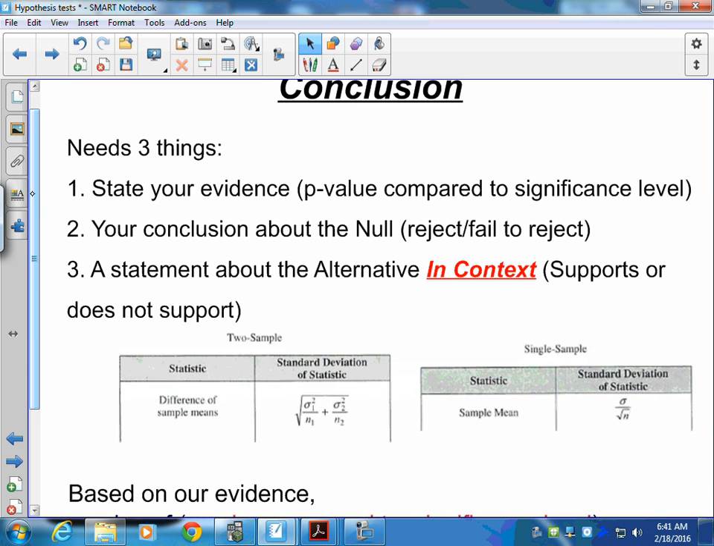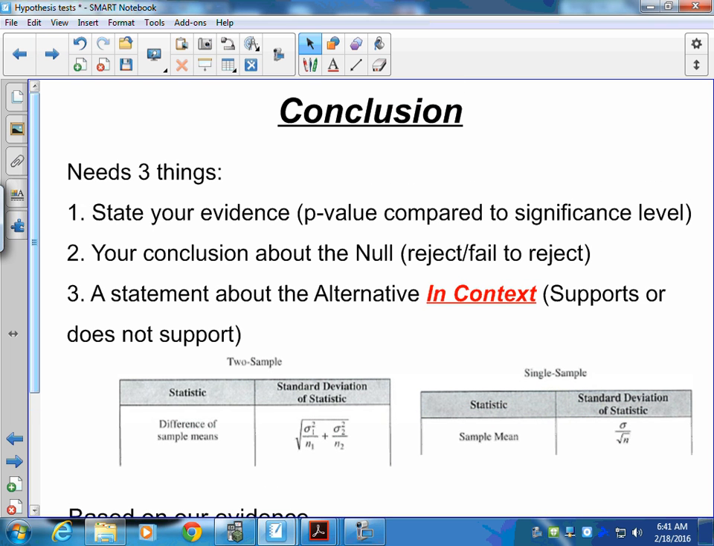And then the last part is your conclusion. Conclusions for significance tests never change as far as what's required of you overall. First thing that's required is to state your evidence. What's leading you to this conclusion? Based on my p-value compared to a significance level, my p-value is smaller. It's a rare situation, so when it's rare, we reject. If it's not rare, something that happens 20% of the time, 30% of the time, that's when we fail to reject.